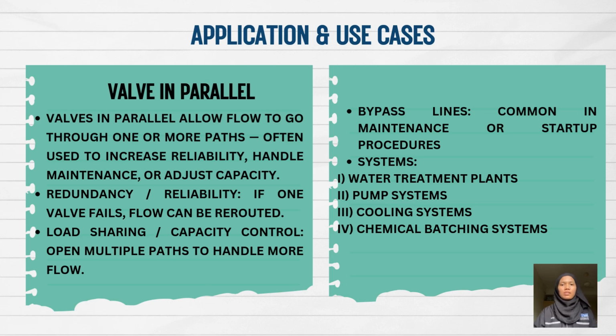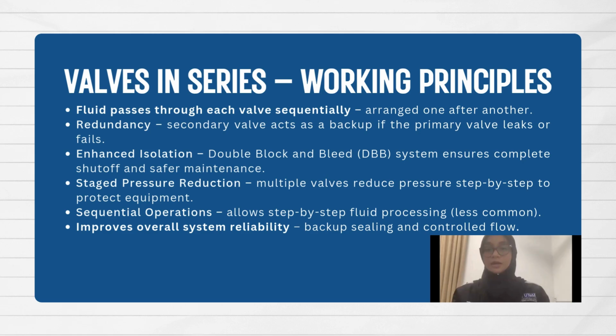These are example systems with valves in parallel. Water treatment plants, parallel filter units with valves to isolate any unit. For pump systems, suction or discharge valves in parallel to switch between pumps. And for cooling systems, parallel heat exchangers or chillers, each with valve isolation. And the last one is chemical batching systems. It is routing ingredients through parallel paths.